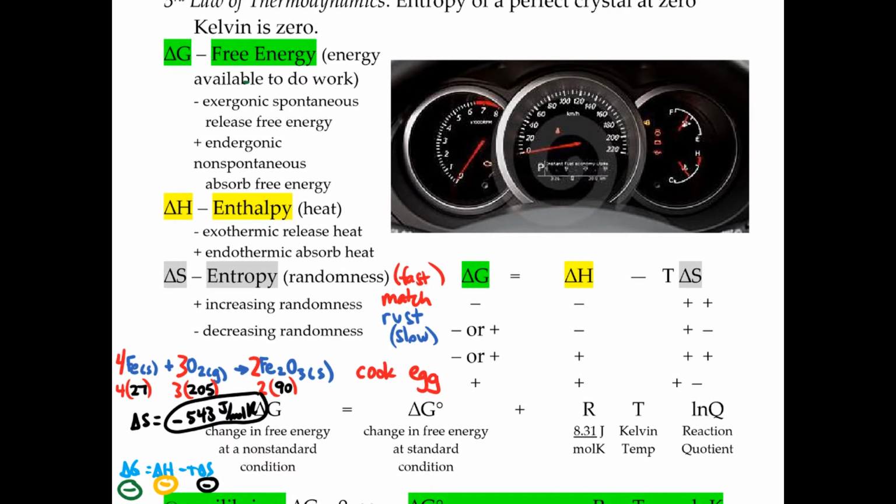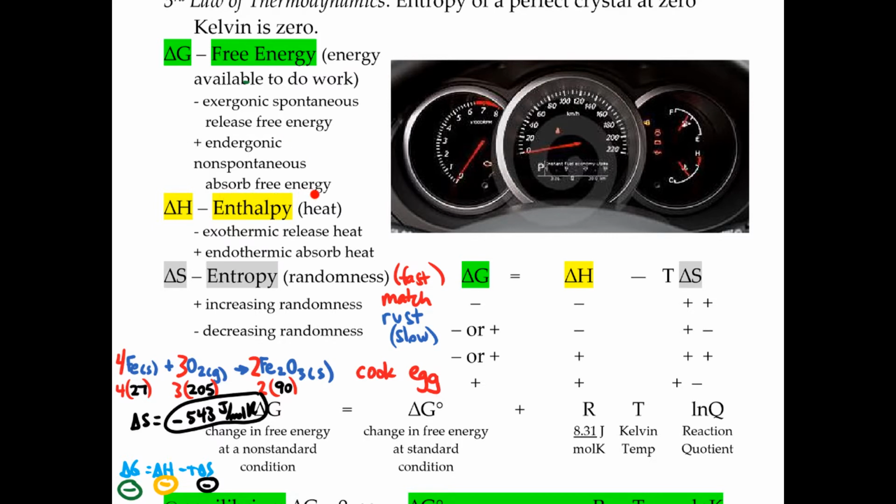A spontaneous reaction is going to occur once you get it started, and it will keep itself going. And that's called exergonic, and it releases free energy. A non-spontaneous reaction will not happen on its own. Even when you get it started, it's not going to keep itself going. That's an endergonic reaction, and it will absorb free energy.